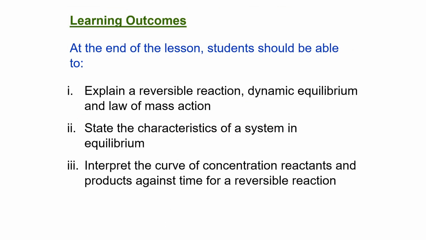Right. So untuk learning outcomes, terdapat 3 learning outcome untuk 6.1. The first one is we are going to explain the reversible reaction, dynamic equilibrium and law of mass action. Number 2, we're going to state the characteristics of a system in equilibrium, and number 3, we are going to interpret the curve of concentration of reactants and products against time for a reversible reaction.